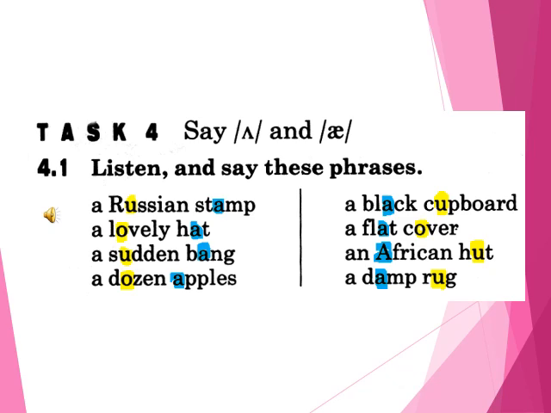So listen and repeat, and be careful because in the first list you have first the central A and then the front A, and in the second list you have first the front A and then the central A. Here we go. Task 4. Say A and A. 4-1. Listen to these phrases.